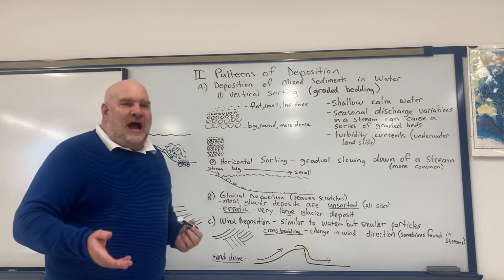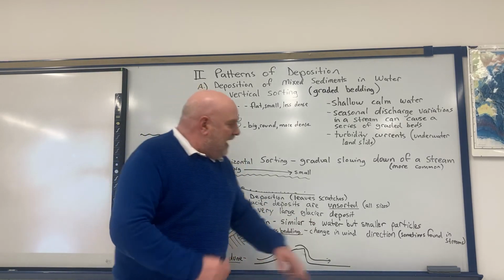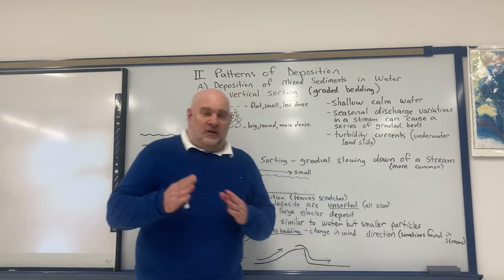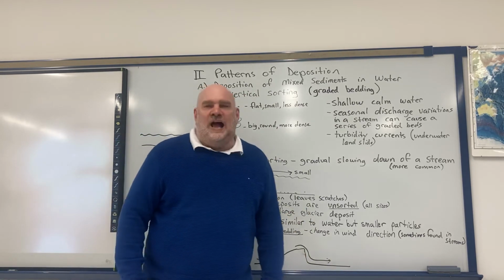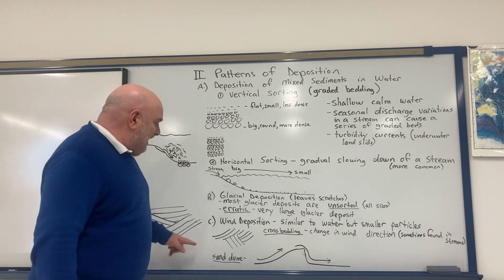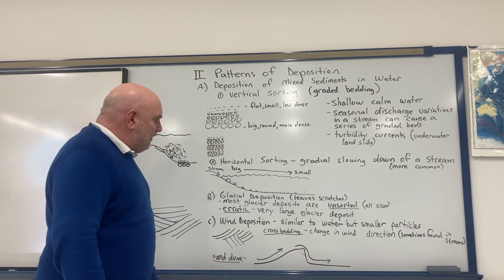Now, it's most common with wind because it's easiest for wind to change directions. You can get it sometimes in streams because stream channels can change directions with erosion and stuff like that. But it's a more common feature to find with wind deposits. So cross-bedding you generally associate with wind deposits.